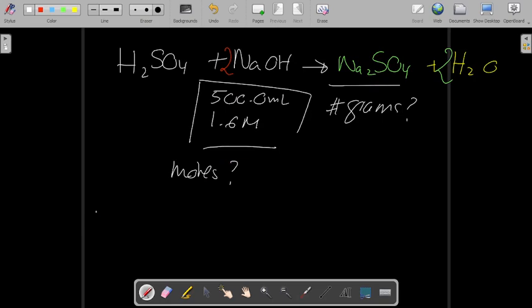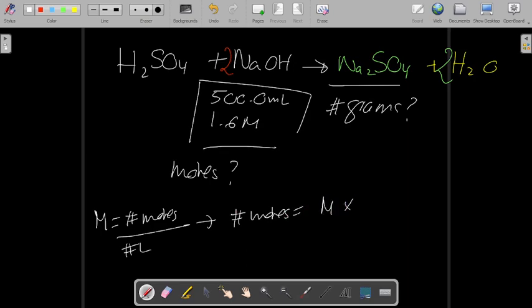Well, molarity is the number of moles divided by the number of liters. So from here, I know that the number of moles is the molarity times the number of liters of the solution. Do I have the molarity? Yes, 1.6. Do I have the number of liters? No, I have milliliters. So the first step is going to be converting those milliliters into liters. Let's do that.